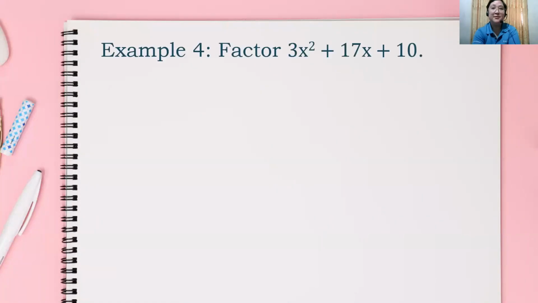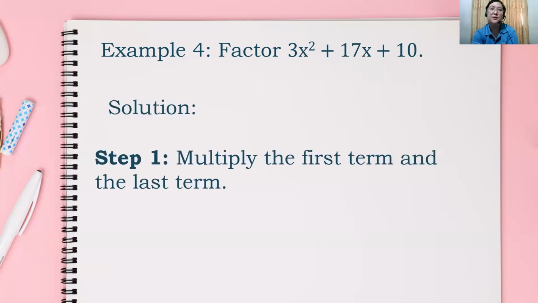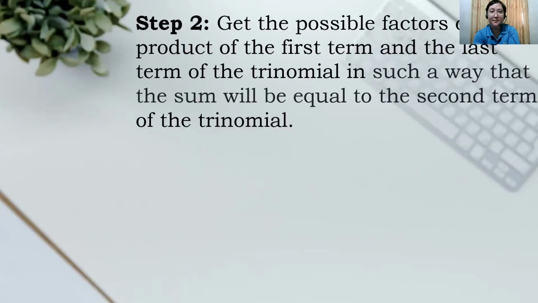Okay, and for the last example, we have factor 3x squared plus 17x plus 10. So how many steps do we have? We have 6 steps. So for the first step, multiply the first term and the last term. So that is 3x squared and the last term 10. So we have 30x squared. For the second step, get the possible factors of the product of the first term and the last term of the trinomial in such a way that the sum will be equal to the second term of the trinomial.